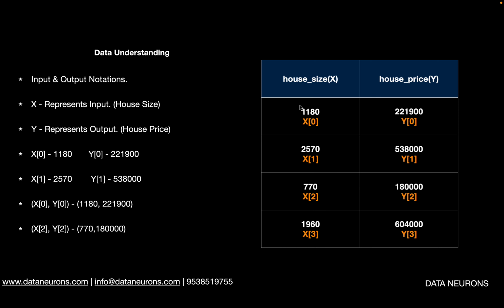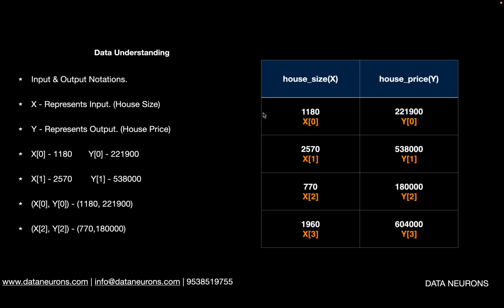For example, again I have taken a very small sample of data here. These are the house sizes: 1180, 2570, 770 and 1960. Their corresponding prices are listed here. Throughout this course, I'm going to use some notations where, for example, X represents input. In this case, it's going to be house size. Y represents output. In this case, it's going to be house price. So remember that X we are always going to refer to as input, and Y we are always going to refer to as output.